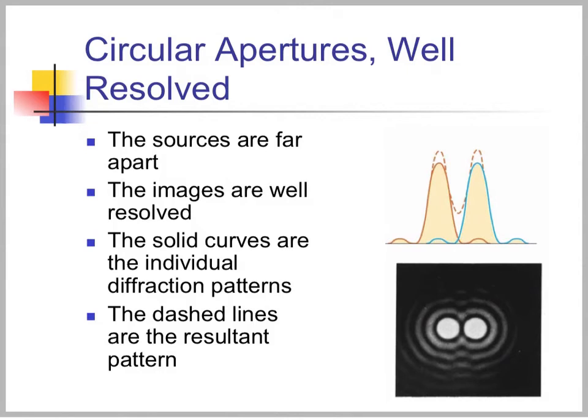if the sources are far apart, the images are well resolved. The solid curves are the individual diffraction patterns. The dashed lines are the resultant of what we see. So we see two objects, followed by the patterns of bright and dark.